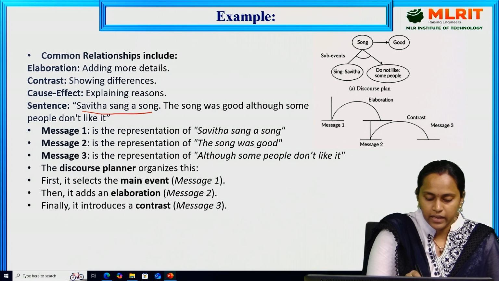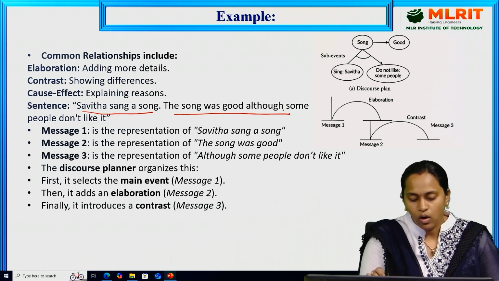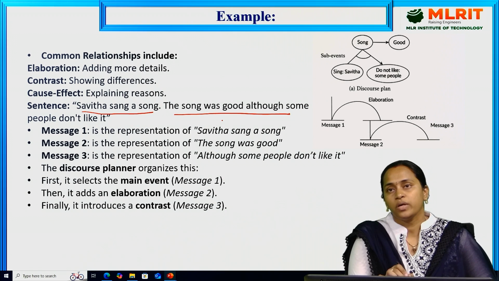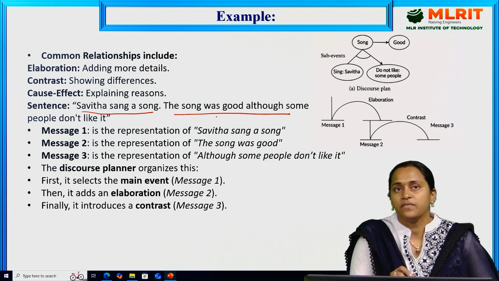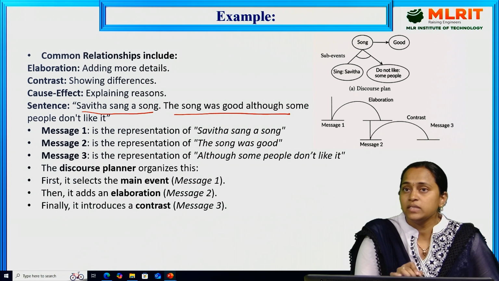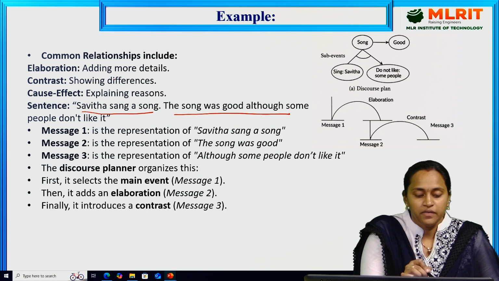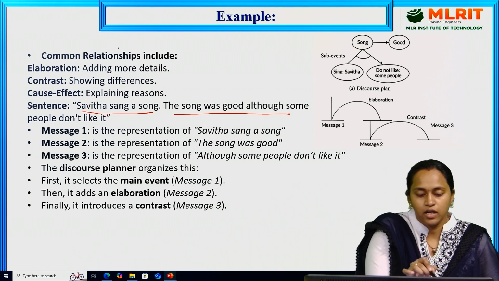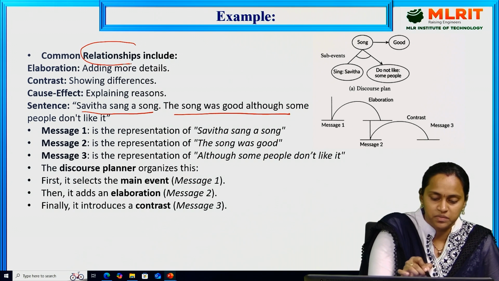Savita sang a song. The song was good, although some people don't like it. This is the sentence we are taking. Everything is telling about Savita singing a song, right? See, here we discussed in the previous third step, right? Common relationships. These are the relationships: elaboration, contrast, and cause effect.